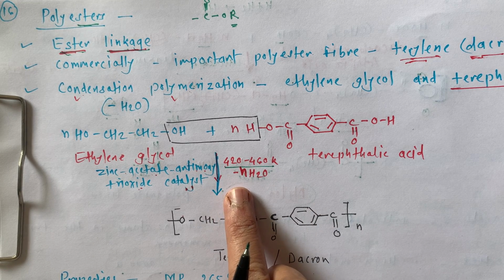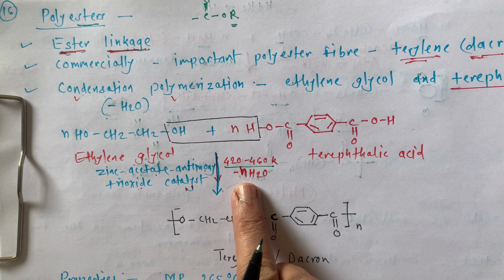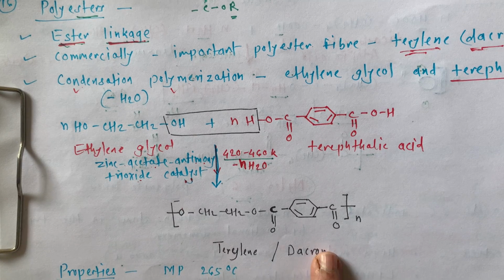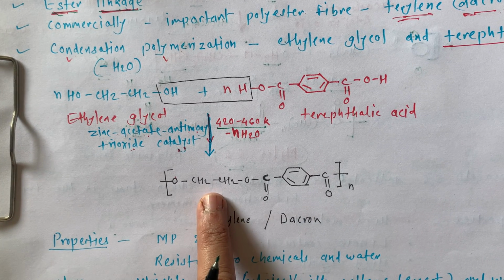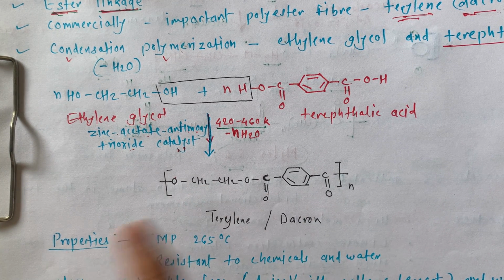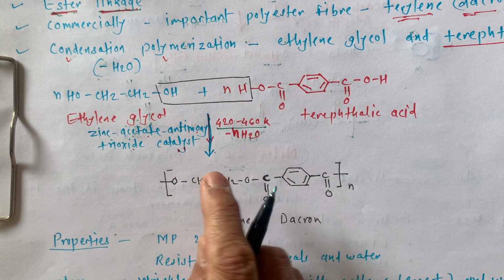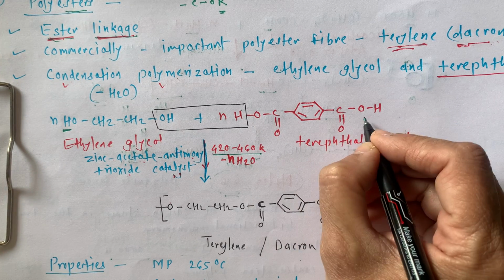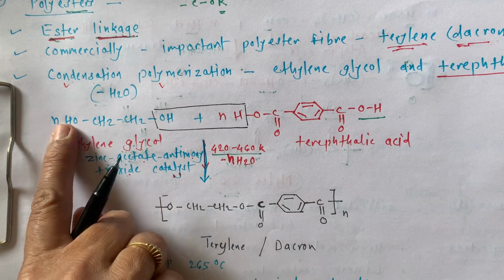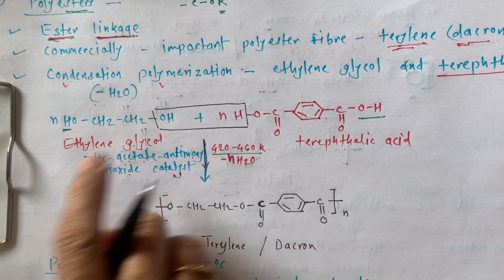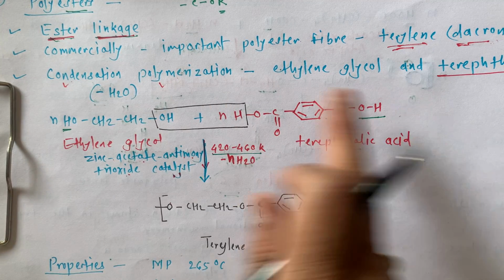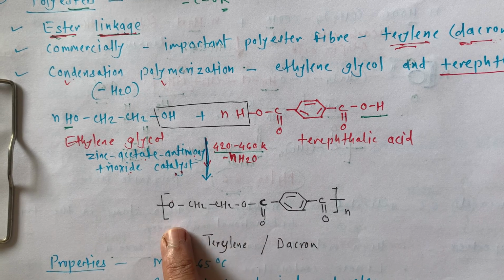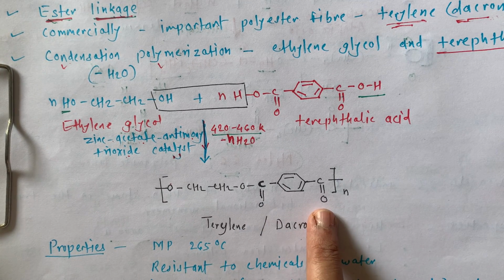When you remove the water molecule, this condensed polymer is formed. See now, here it is minus H2O. From here one H and from this one OH is going to be removed. So one water molecule from here and one water molecule from these two ends, and there is formation of terylene. See the structure, very important.